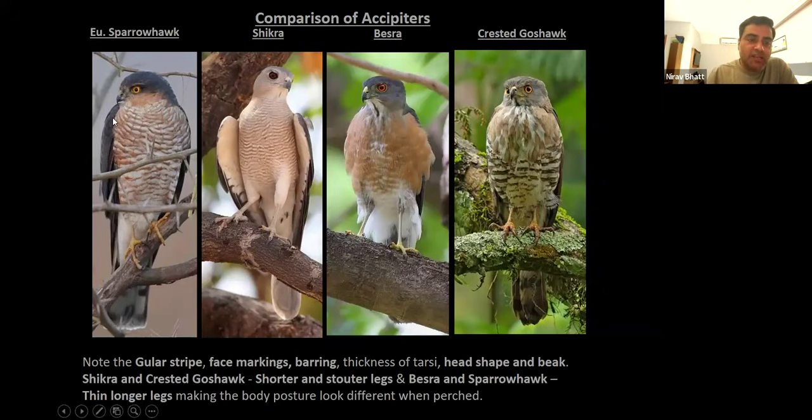Then we see the barrings. The Sparrowhawk has chestnut barrings. Shikra, very fine chestnut barring. Besra, blotches of chestnut with some barrings. And Crested Goshawk, vertical streakings with blotches and then barring on the underparts, the belly. Now we see the feet. Long feet, medium, very long, thin, and here it looks fine, but they are still small and robust. Okay. Posture also, the goshawk is supposed to be the most robust of the four.